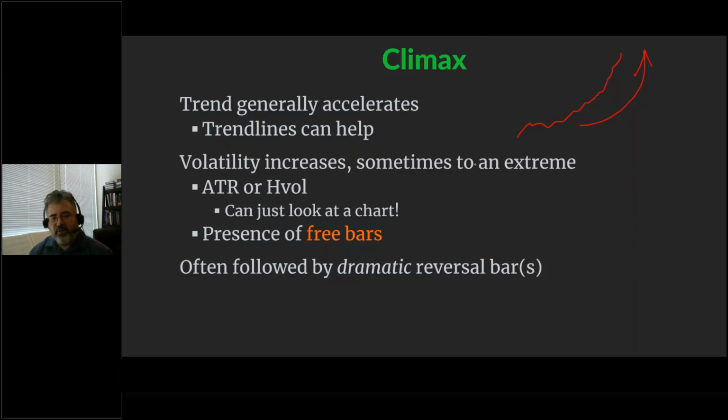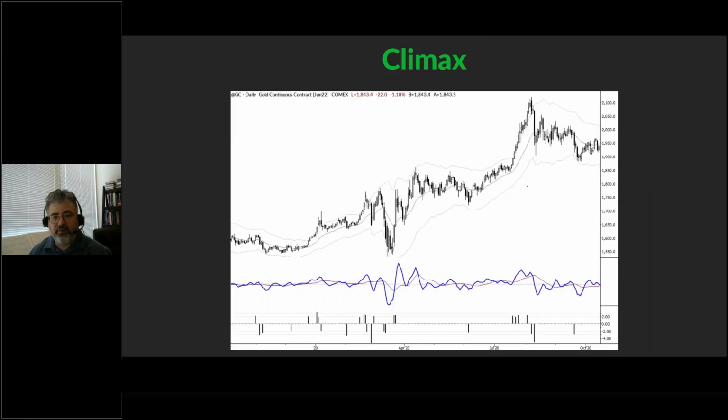Volatility increases. You can measure volatility lots of ways. You also can just see the range of the bars tends to get very big. Free bars are quite common. Free bars are bars that are completely outside the Keltner channels, and climaxes are often followed by dramatic reversal.